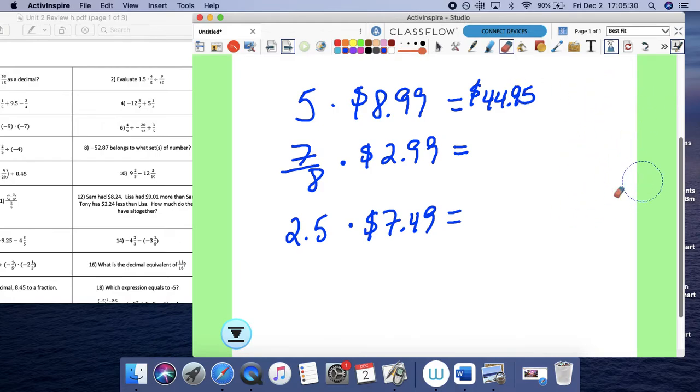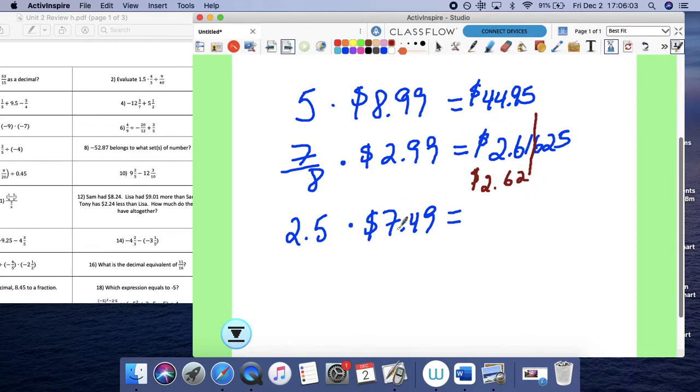The second one, 7/8. Okay, so I'm going to put that in the calculator and see what I get. 7 over 8, that's a fraction, times 2.99. In your calculator, you're going to get 2.61625. And again, we're talking about money. Money for us goes 2 decimal places. And you would have to use 2.62. So 7/8 of 2.99 is 2.62.